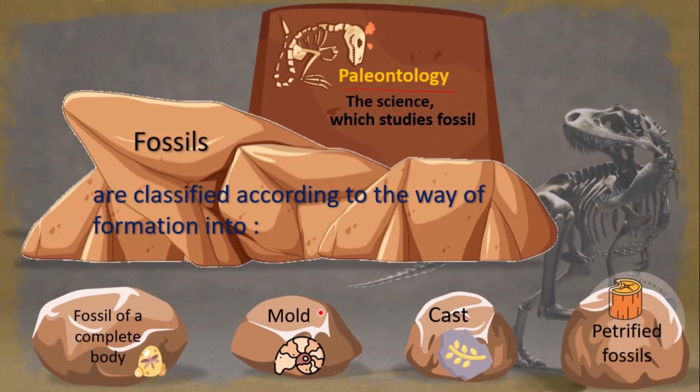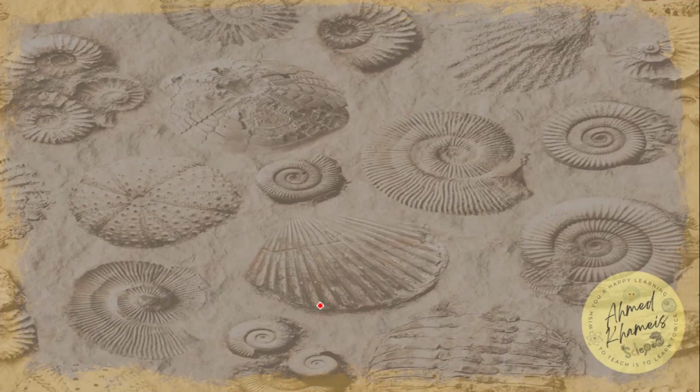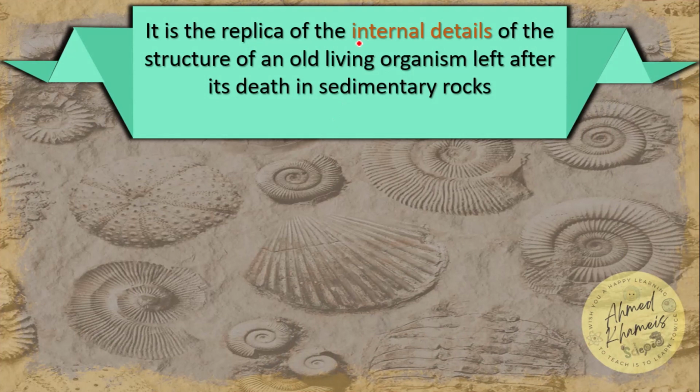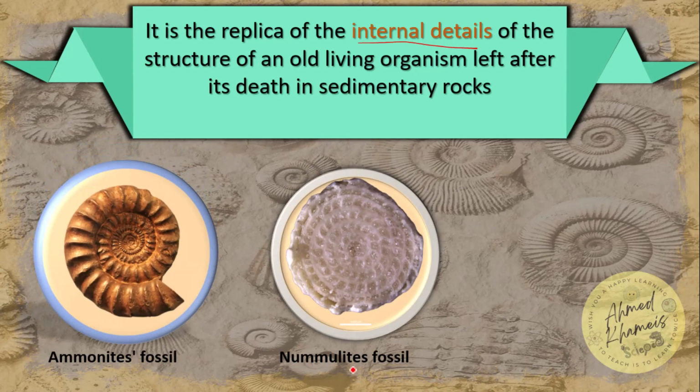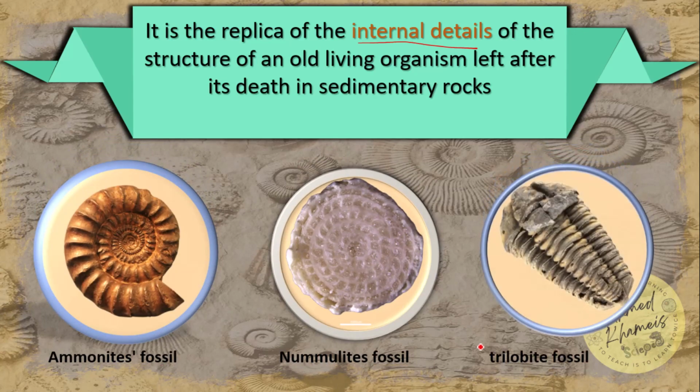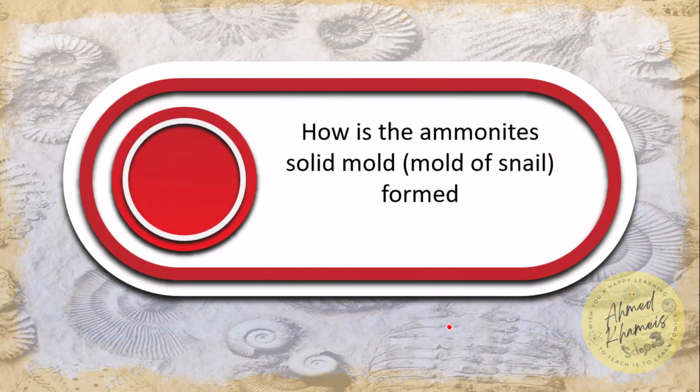Then we have the mold, and the mold is the replica of the internal details of the structure of an old organism after its death and burial in a sedimentary rock, like ammonite fossils, nautilus fossils, and trilobite fossils. So how does the ammonite mold form?